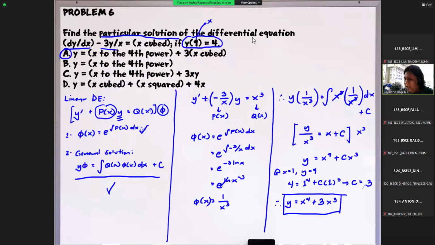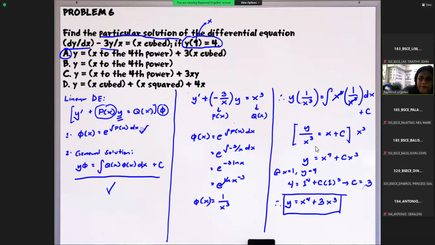So then, okay, let's have our lunch break, since 12 na. So again, let's continue by 1 p.m. I think meron pang ilang problems sa differential equation stuff. Siguro mga 1 or 1.5 hours yun.